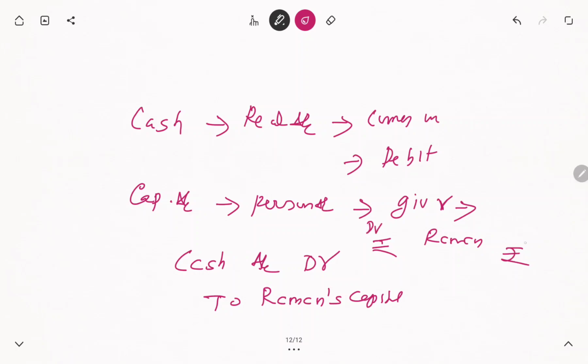This is debit, this is credit. How much? Credit also I am putting 3 lakhs. Debit also I am putting 3 lakhs. This is rupee, that's why I am putting a rupee symbol on top. Okay. The first one is over.